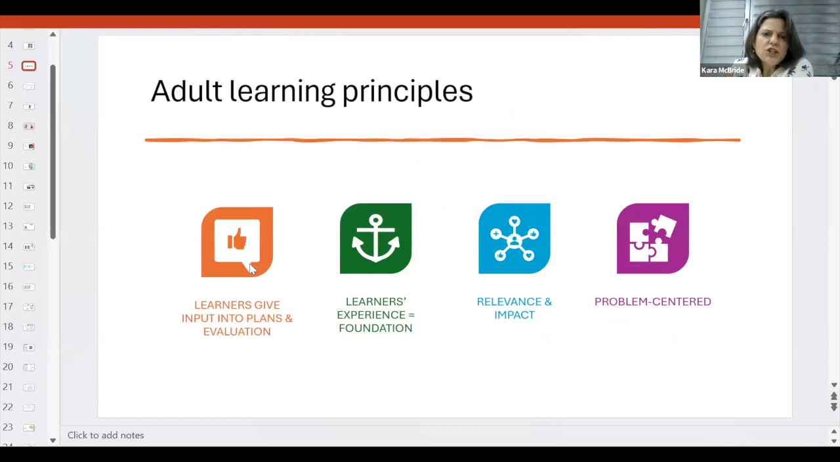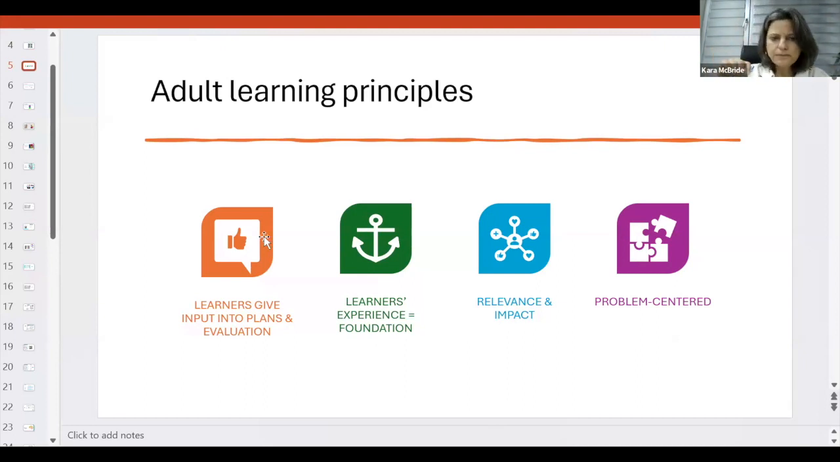So adult learning principles, there was a guy named Knowles. I'll be giving you a bibliography too. He wrote in the 80s. So these have been around for a long time. And they are how to work with adults.